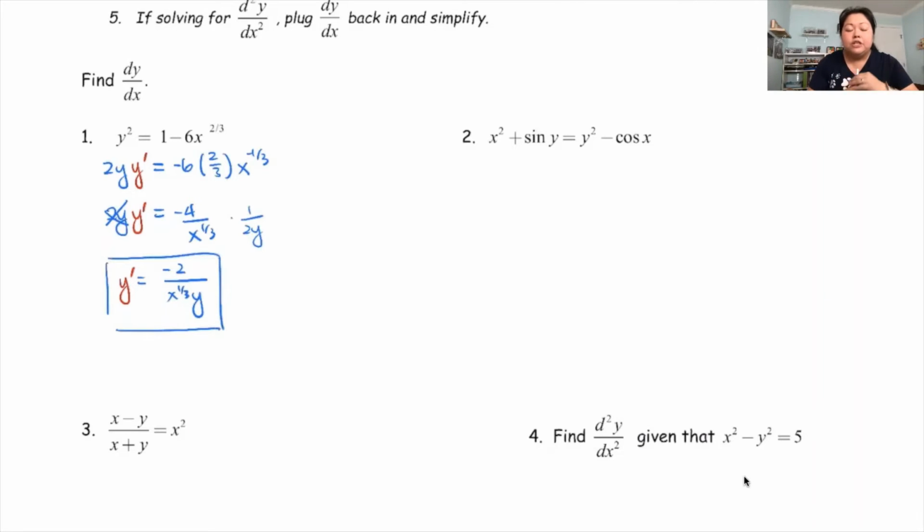With implicit differentiation, you're going to get some really, really nasty expressions, so just be aware of that. That's your first glance at implicit differentiation. You'll get more and more comfortable with it.